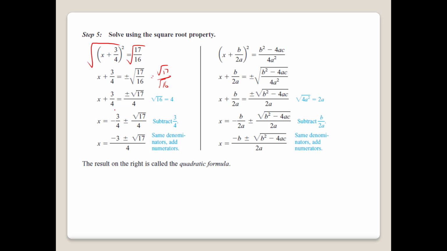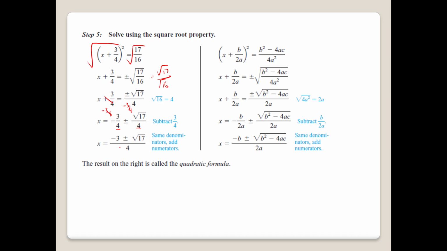Then we're going to need to subtract 3/4 from both sides. So we subtracted 3/4 to get rid of that over here, and that left negative 3/4 on the right-hand side. So negative 3/4 plus or minus square root of 17 over 4. And that can simply be rewritten, since they both have the same denominator of 4.